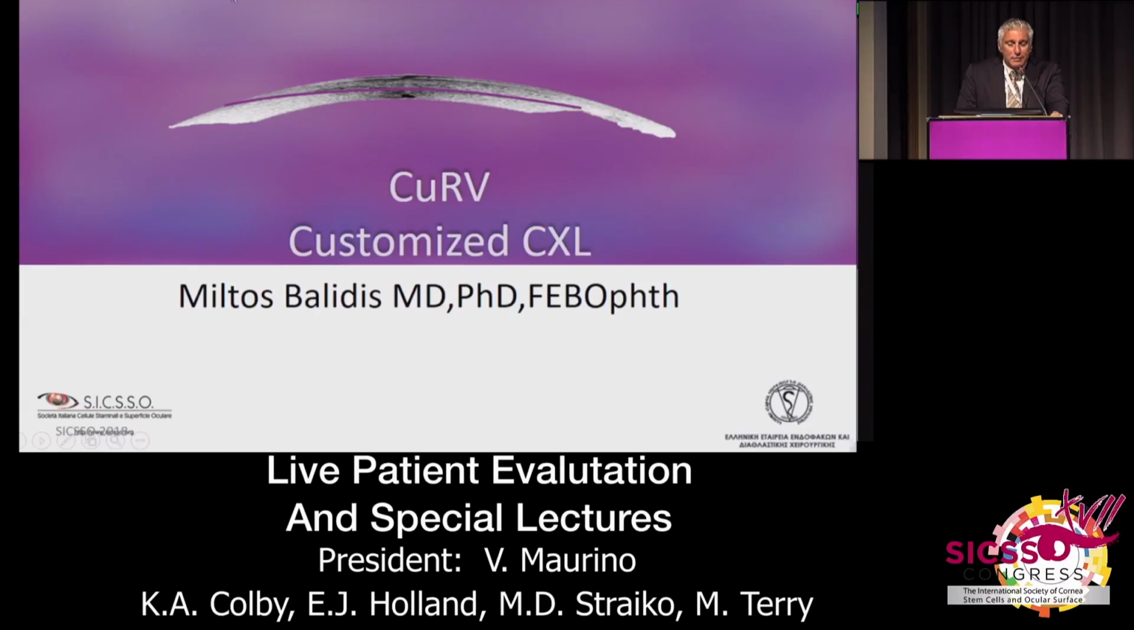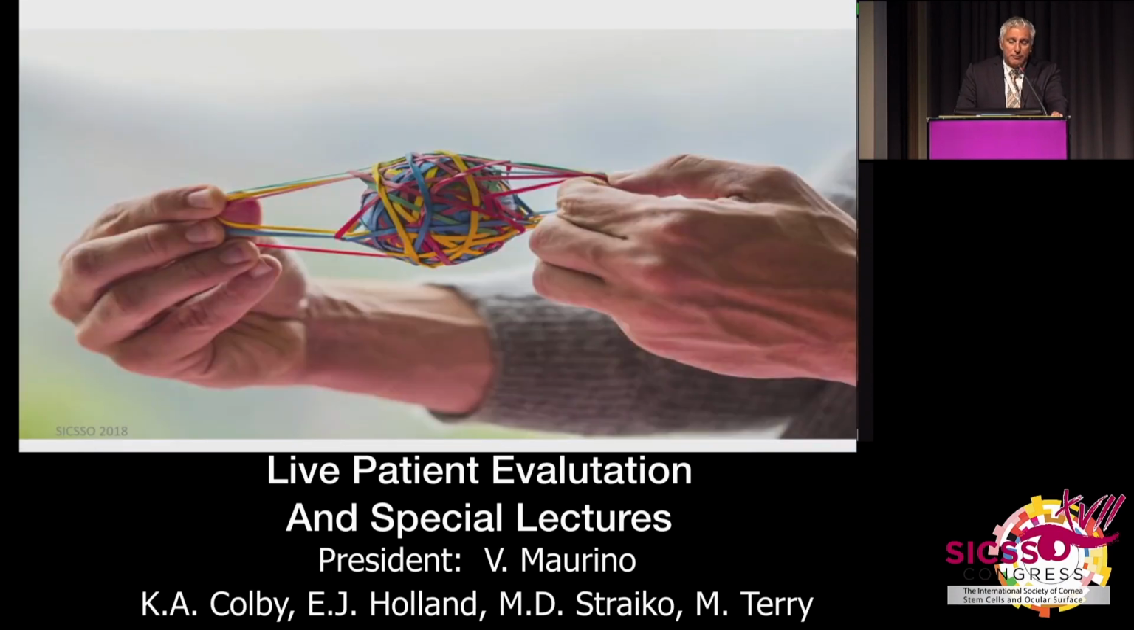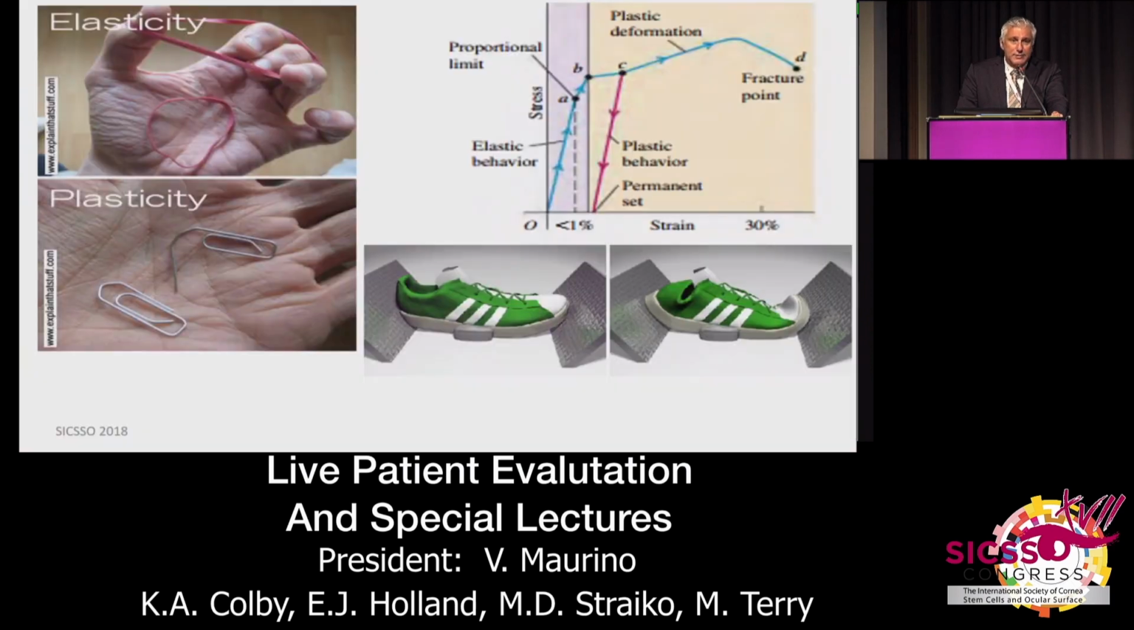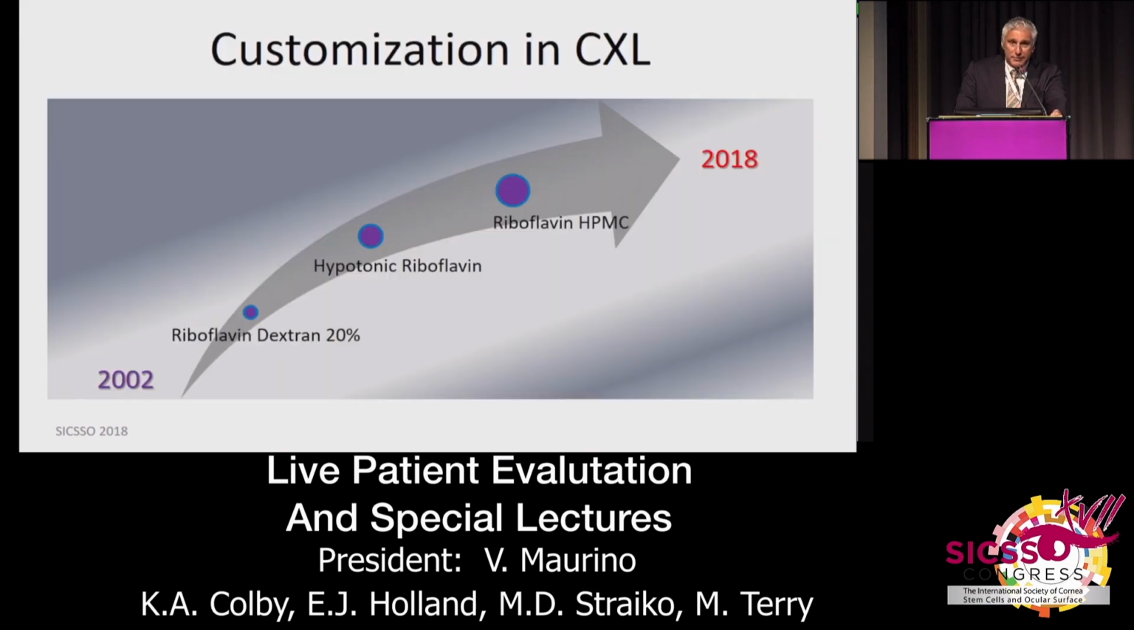It's regarding customized cross-linking, and by this way I go through quickly some basics on cross-linking, on the elasticity and plasticity. You all know the big difference between elasticity, where it changes and then goes back to the original state, and plasticity, where you have a permanent change in the form, as you can see there in the Adidas.